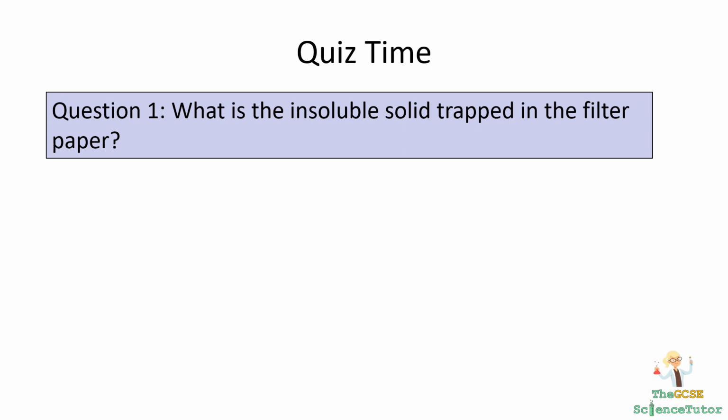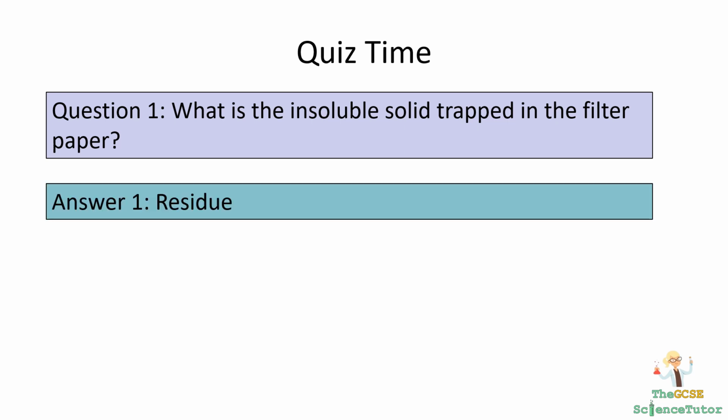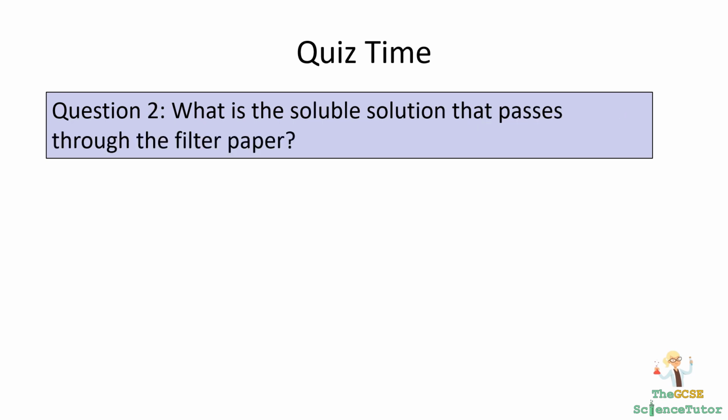Time to see what you've learnt with a quiz. Question 1. What is the insoluble solid trapped in the filter paper? It's the residue. Question 2. What is the soluble solution that passes through the filter paper? That's the filtrate.